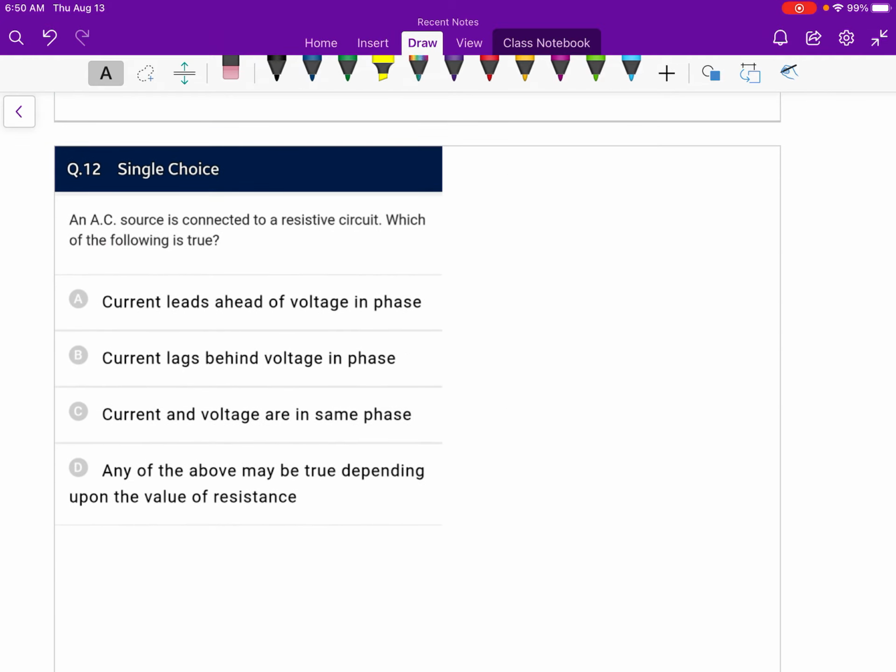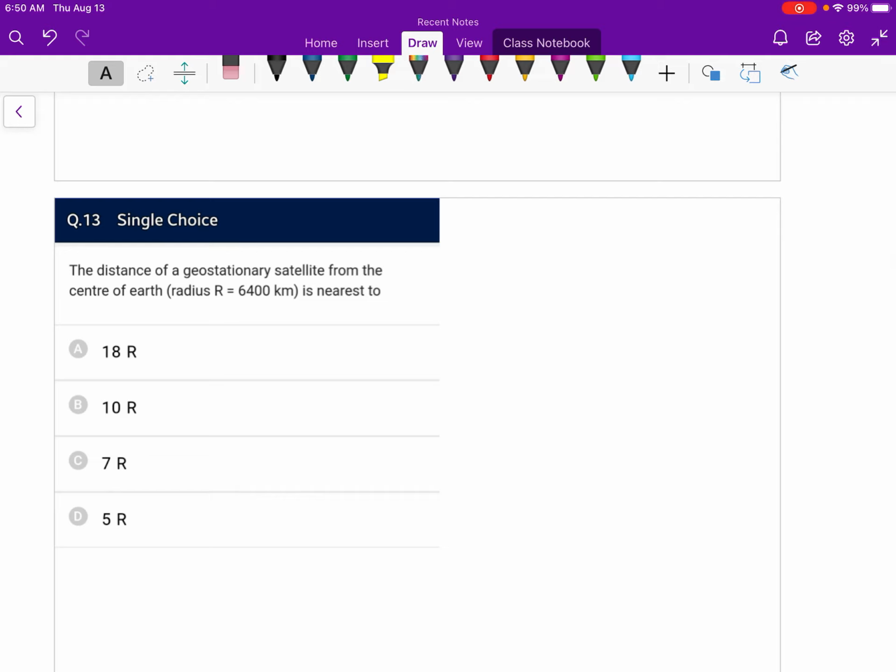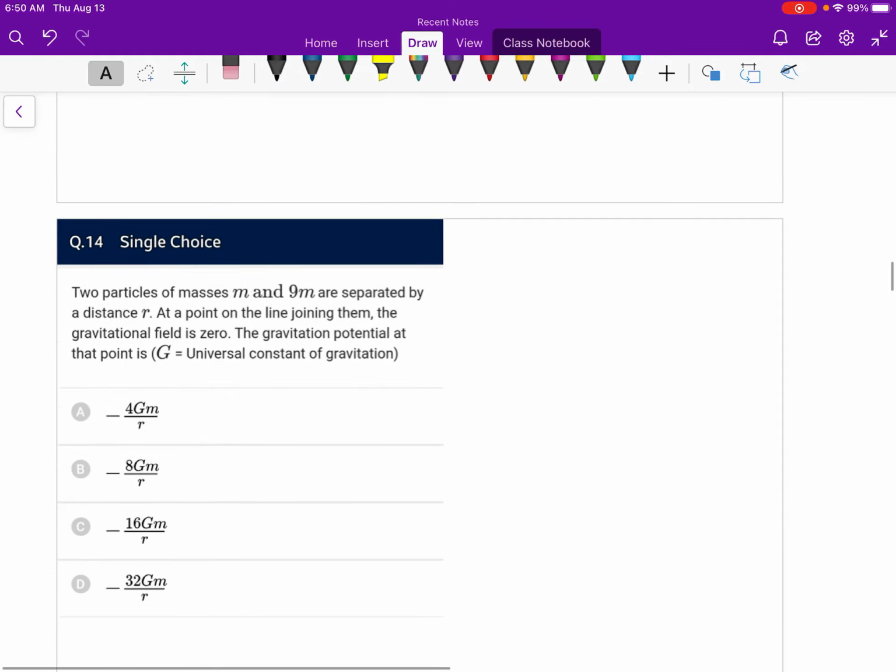An AC source is connected to a resistive circuit. Which of the following is true? Current and voltage are in same phase. So C is the correct option. The distance of geostationary satellite from the center of the earth. So this is 42,000 kilometer roughly. So that is 7R. So C is the correct option.